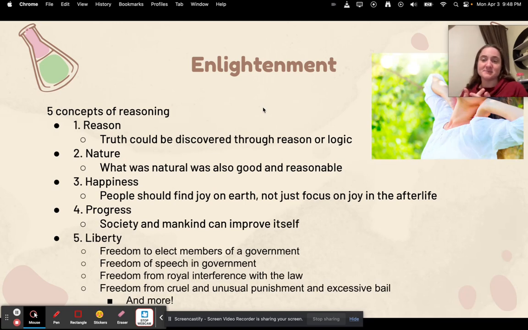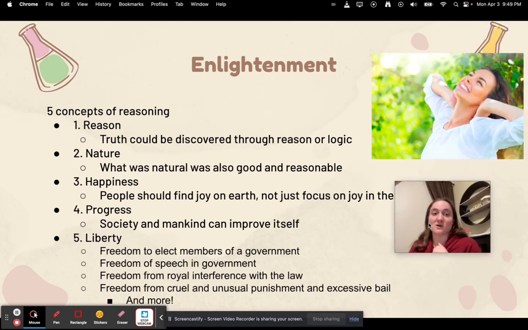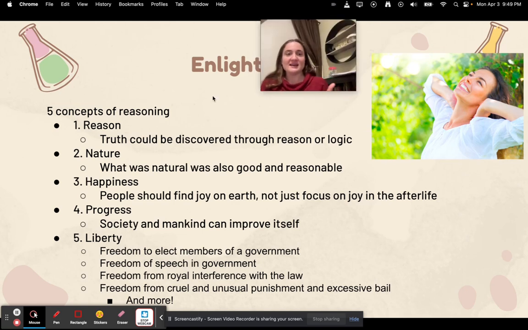These five concepts of reasoning include the first one being reason itself. They believed that the truth, and the truth can be anything, could be scientific, or more like generalized knowledge, and could be discovered through reason or logic. I tried to look for an example for that one, I just couldn't find a good one. Nature was the second, and what was natural was also good and reasonable. So they believed humans were naturally good as long as they did what was natural to them. Happiness, that's where people should find joy on earth and not just focus on joy in the afterlife.